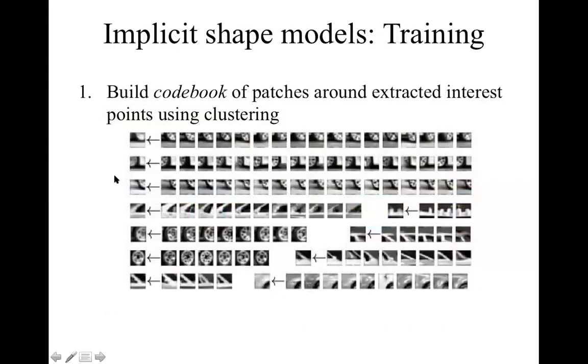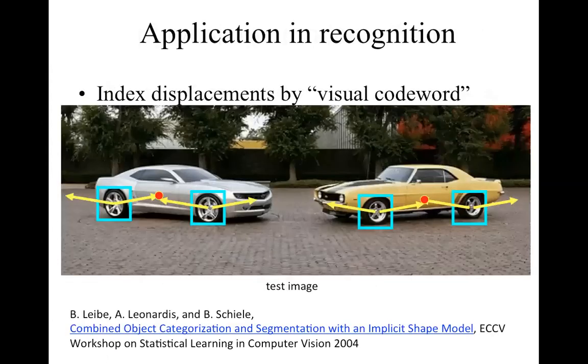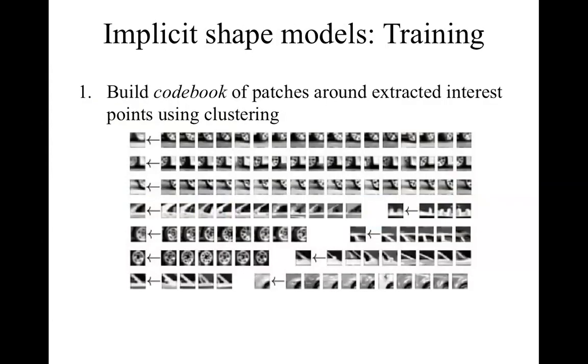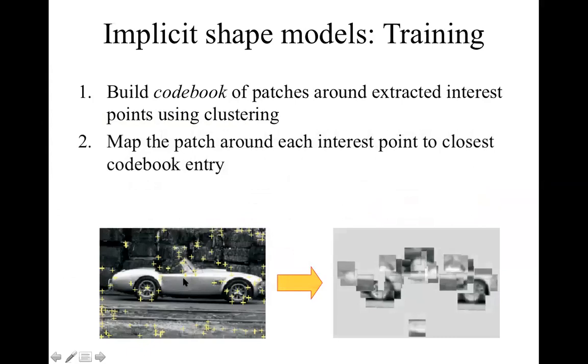So the steps of the method that is described in this algorithm are the following. At training time, you build a codebook of patches around the extracted interest points using clustering, and here you see that similar patches that correspond to the same visual codebook entry are here. You see different parts of a wheel, and also some parts of the shield of the car.